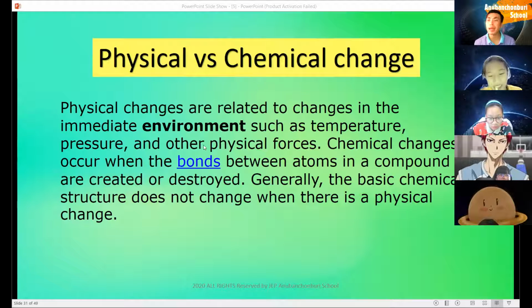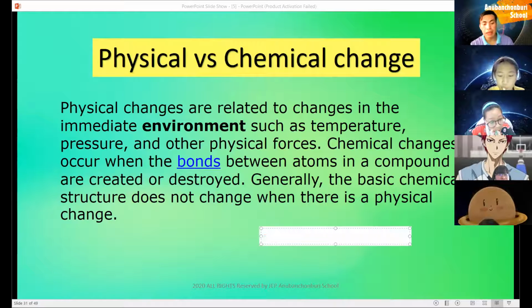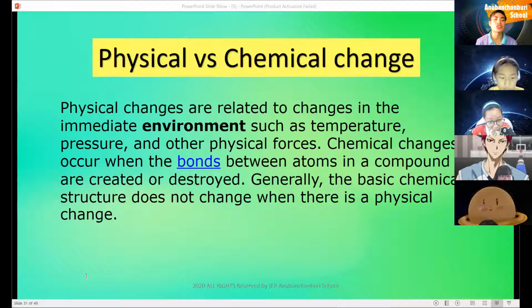If we burn the paper, it will no longer be a paper. It will become ashes, right? So they are not paper anymore. It is changed to a new substance. So that is chemical change.